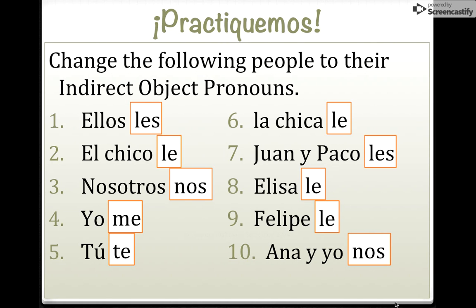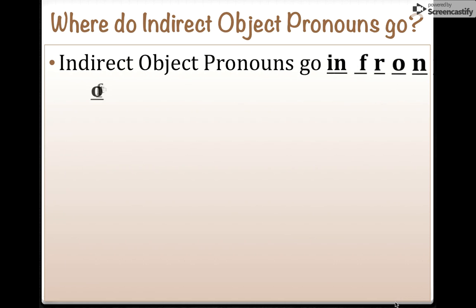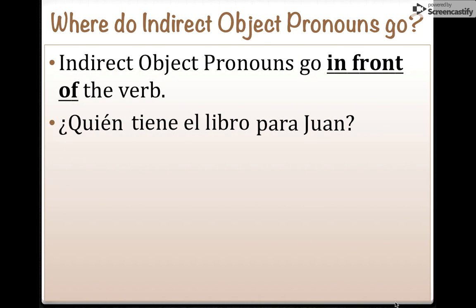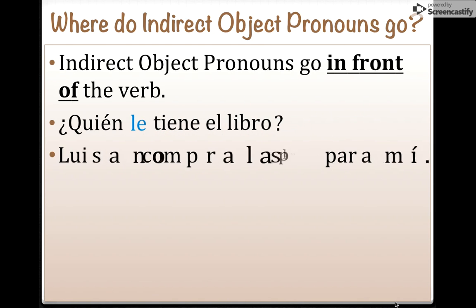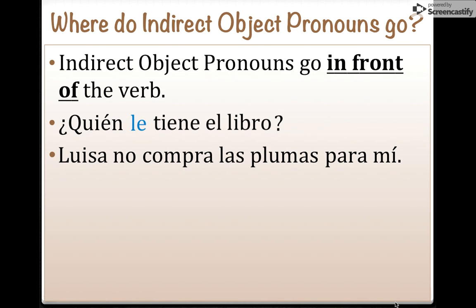Okay, not too bad. It follows the same pattern as the six-box format that we work with subject pronouns. Indirect object pronouns always go in front of the verb. So, ¿quién tiene el libro para Juan? Who has the book for Juan? Let's take a look at what it would look like in Spanish with a pronoun. You take off the para Juan, you replace it with le, and then you place it before the conjugated verb, just like in direct objects.